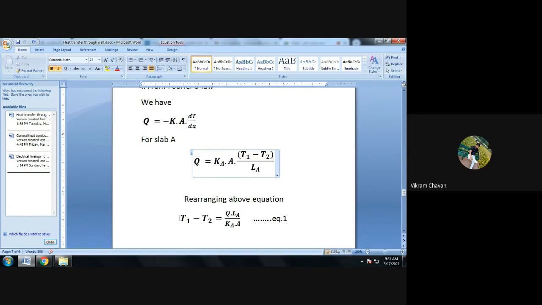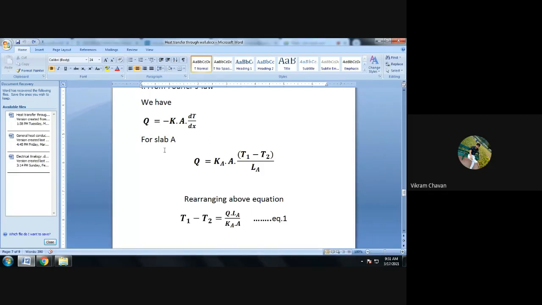It will become T1 minus T2 equal to Q multiplied by L suffix A whole divided by K suffix A multiplied by A, where Q is the heat transfer, L suffix A is the thickness of slab A, K suffix A is the thermal conductivity of slab A, and capital A is the area which is perpendicular to heat flow. Getting everyone? So that will be our equation number 1, after rearranging the Fourier's equation for slab A.